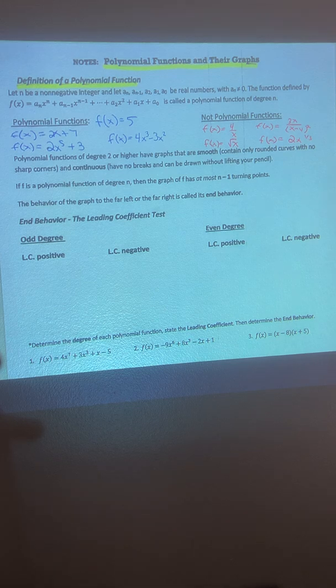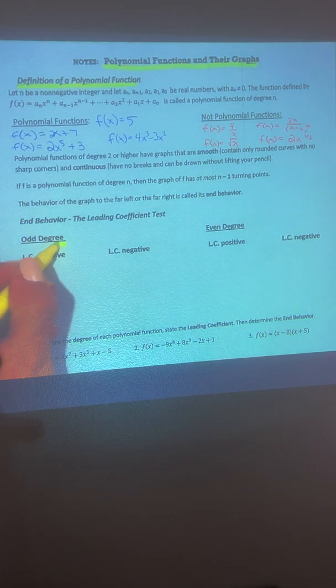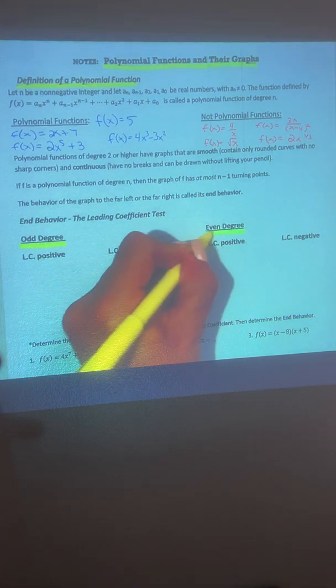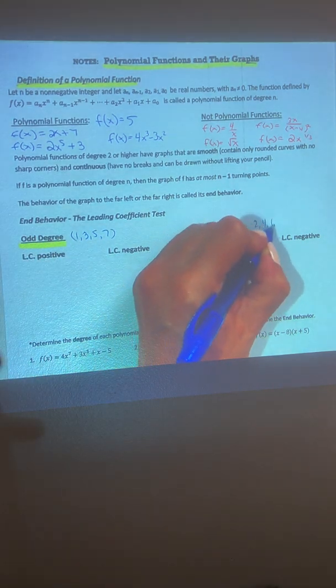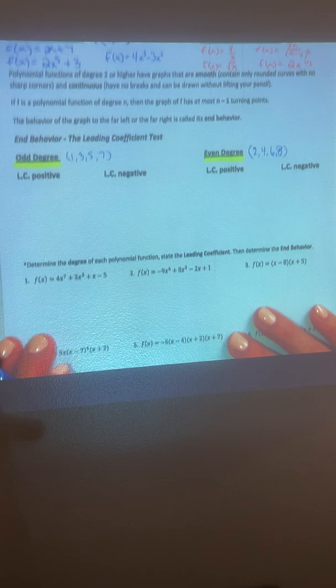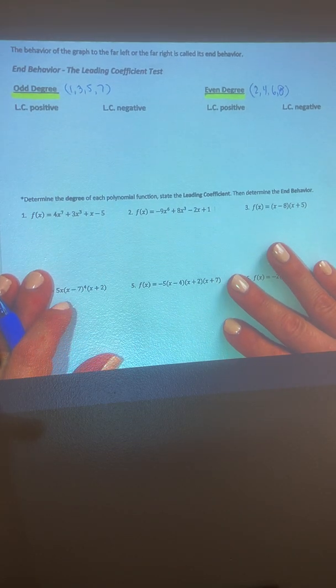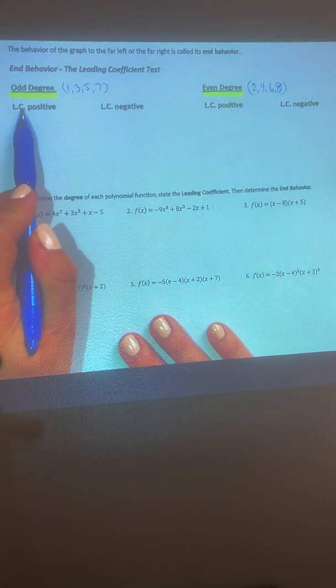The behavior of the graph to the far left or the far right is called its end behavior. Okay. So here's end behavior, the leading coefficient test. Okay, so end behavior can be odd or even. Okay, so what's odd? 1, 3, 5, 7. Even 2, 4, 6, 8. Okay. So, let me move this up. I'm going to explain to you odd end behavior. Okay, LC stands for leading coefficient.